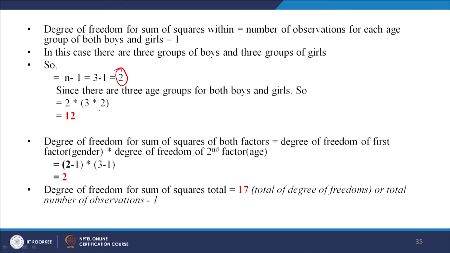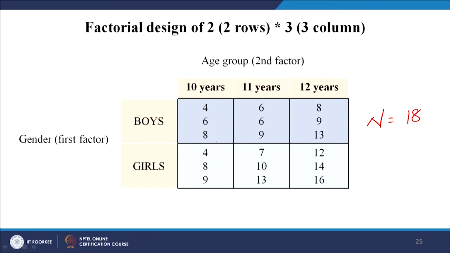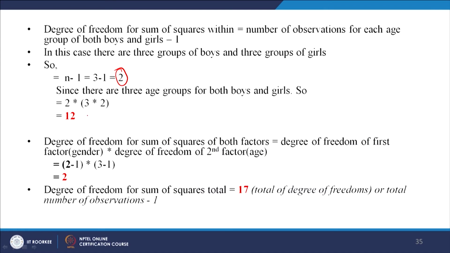Now, that means what? Or you can simply do it like this: there are 3 here, so 3 minus 1 from here, 3 minus 1 here, 3 minus 1 here. So, you do it 3 minus 1 here, 3 minus 1 here, 3 minus 1 here. So, if you add 2 plus 2 plus 2 plus 2 plus 2 plus 2, it is equal to 12, right. So, the degree of freedom for the within is equal to 12, right.